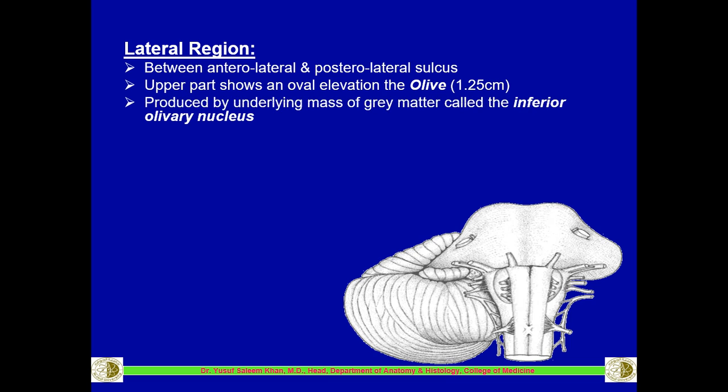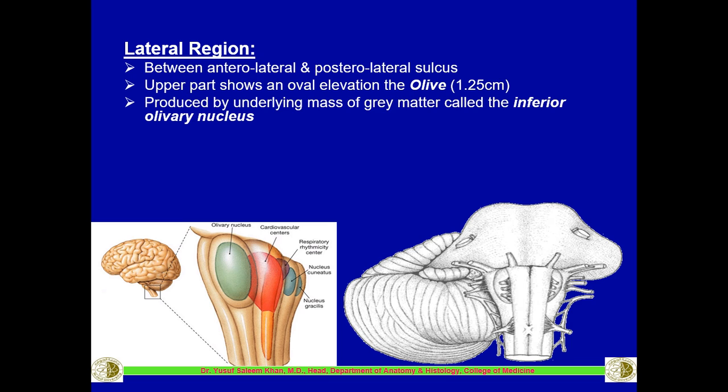The average is 1.25 centimeters, and this is produced by an underlying mass of gray matter, which is called the inferior olivary nucleus. We will see the inferior olivary nucleus when we take a section at this level. So there is an important gray mass deep inside, and that is called the inferior olivary nucleus. Here you can appreciate the presence of the inferior olivary nucleus within the olive. This is the olive. This is the anterolateral sulcus and this is the posterolateral sulcus, and this is the pyramidal decussation. This is the pyramid, and beyond here will be the pyramidal decussations.